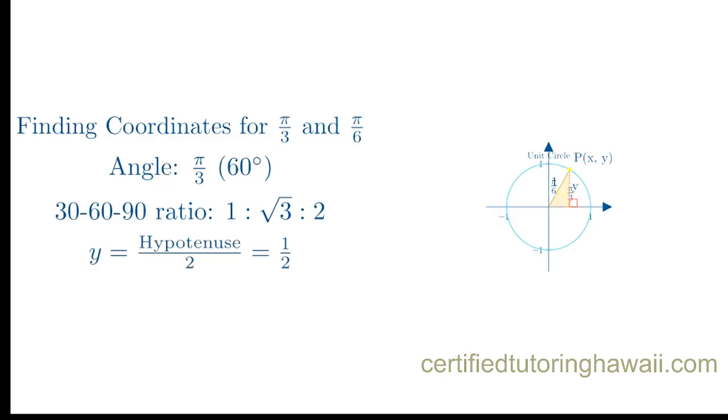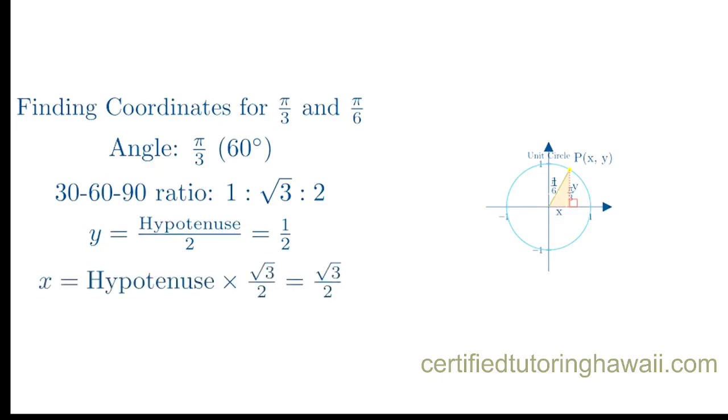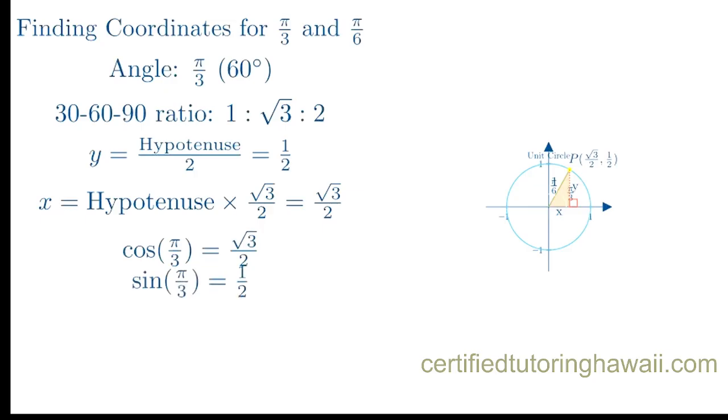The side opposite the 60-degree angle, which is our x-coordinate, must be square root of 3 over 2 times the hypotenuse. So x equals the square root of 3 over 2. Since the hypotenuse is 1, x is the square root of 3 over 2. So, the coordinates for pi over 3 are square root of 3 over 2, 1/2. This gives us cos pi/3 equals square root of 3 over 2, and sine pi/3 equals 1/2.